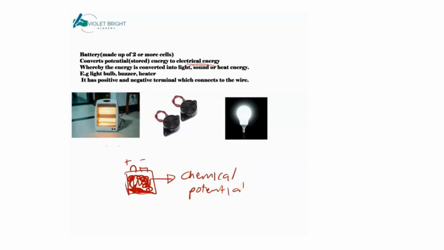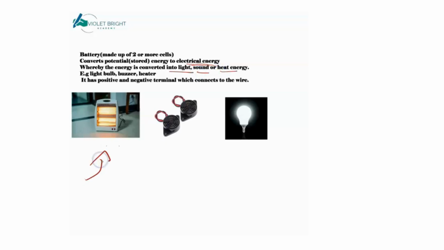Why? Because these electrons will be the ones moving, and when the electrons are transferred, current flows, and it is now electrical energy. So by virtue of a battery, a power source, we know that energy can be converted in these three categories: either light, sound, or heat. We have a heater here.